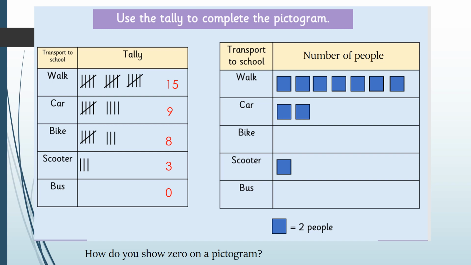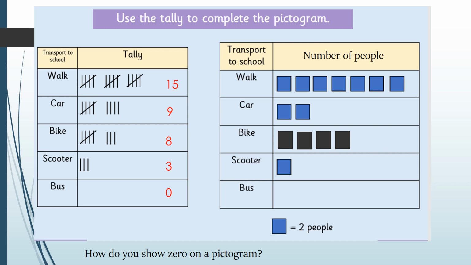So let's check. Now I'm going to actually start with the bike, because the bike is the only one that is an even number. And since I know I'm counting in 2s, I want to start with an even number. So the bike needs 8, and currently there's none there, so I need to add some squares in. So 2, 4, 6, 8. Okay. Now all the other ones are odd numbers.